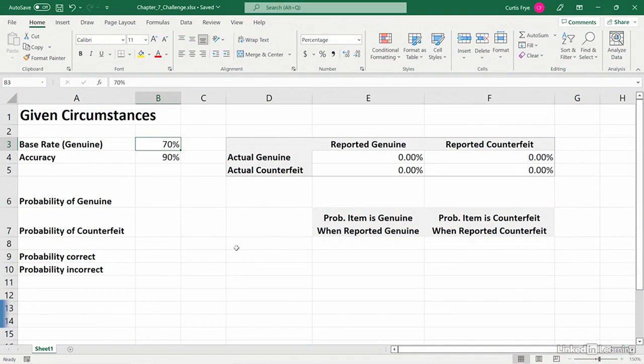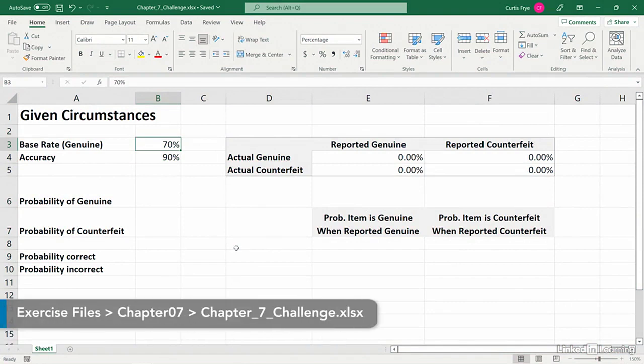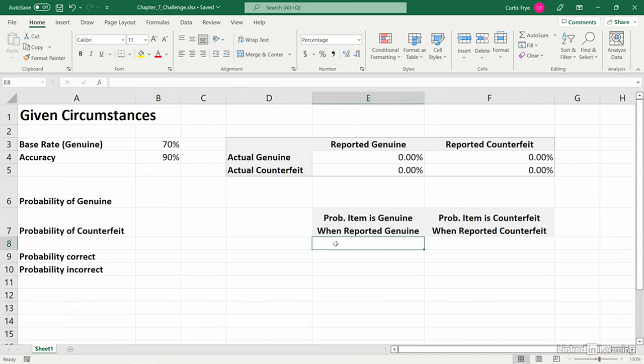In the previous movie, I described a problem where you will determine the probability an item is genuine when it's reported genuine, and an item is counterfeit when reported counterfeit by museum appraisers and curators, based on the base rate of genuine items comprising 70% of the collection and an appraiser accuracy rate of 90%. So let's go ahead and fill in the worksheet and perform our calculations.